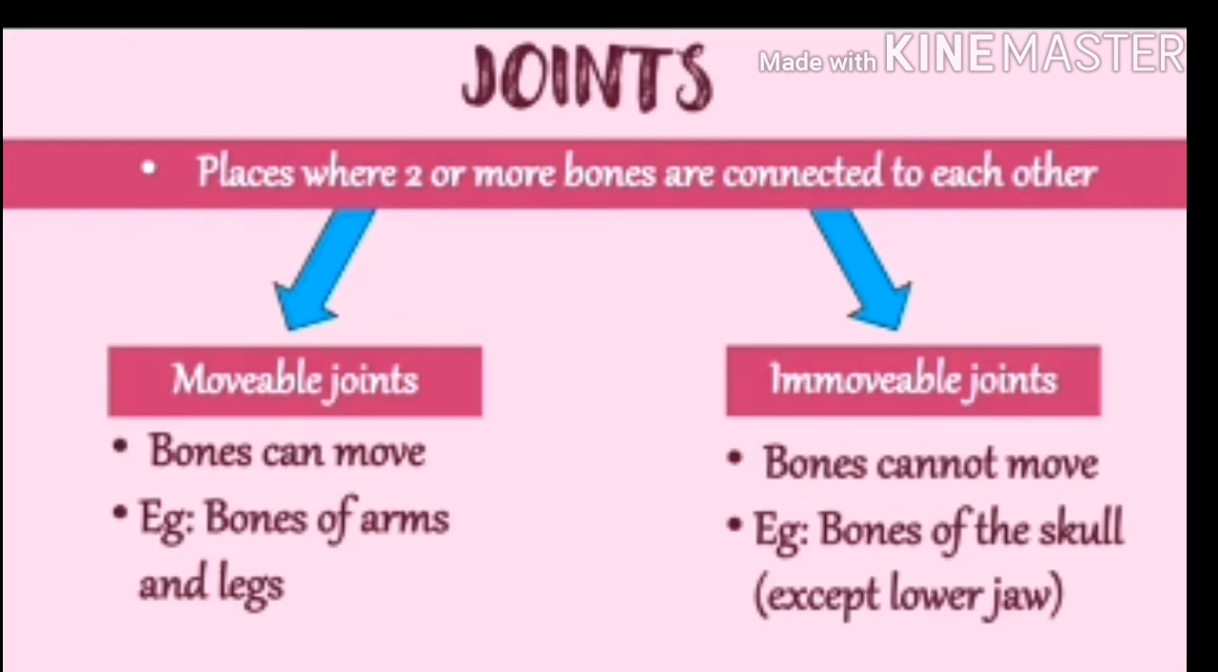Then what about the second type? Immovable joints. Immovable joints means bones cannot move. For example, the bones of the skull. Can the bones of the skull move here and there? No. Except the lower jaw. Our lower jaw bones can move, but the remaining bones of the skull cannot move. So the bones of the skull are immovable joints. Understood everyone? Now let's see the detailed types of joints.